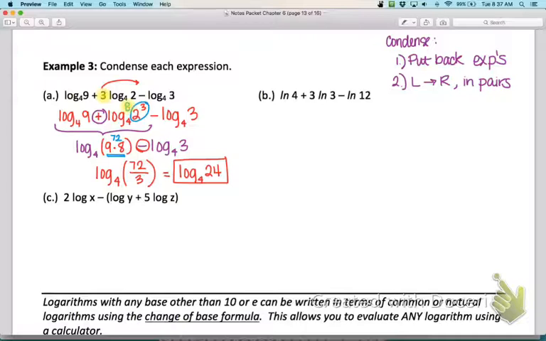in that order. So why don't you go ahead and pause the video and try example B. It's really similar. The natural log doesn't change anything, and see what you can come up with there.